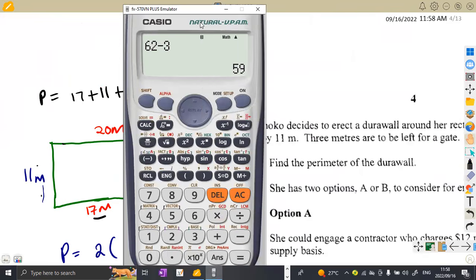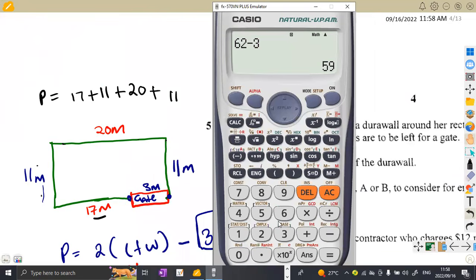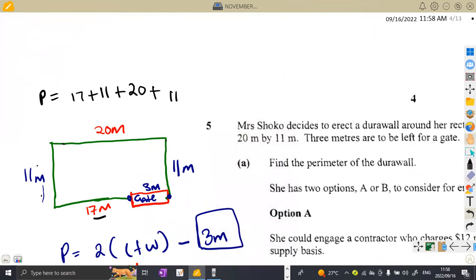Let's just cross-check. Are we having 59 here? I want to just take this side. Okay, so let's see. We've got 17 plus 11 plus 20 plus 11. Okay, so if we add, you're going to get 59, which is the same answer here. Okay, so that was it, guys. As you can see, it's actually nothing here. Okay, so let it save. Okay, it is saved. I hope it is saved.